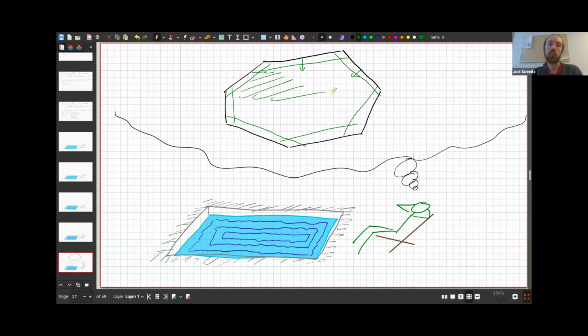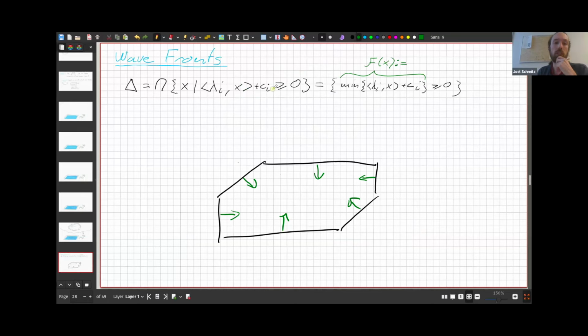Okay, so how can we write that down a bit neater? Our polygon is given by some equations. Here we have some lambda i, those are the normal vectors of the boundary lines, and they're given by some linear equation like this. Each one defines a half plane, and I take the intersection of all these half planes. I can also write it as taking the minimum of all these linear functionals and checking that it's bigger than 0. So that's a way to describe my domain.